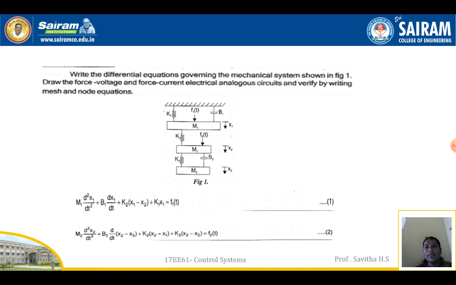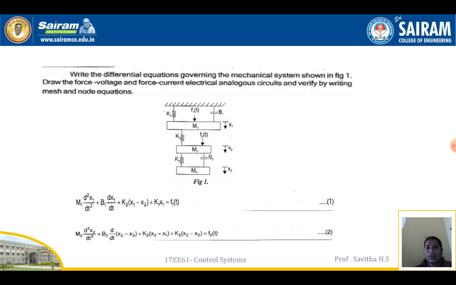Then we will consider the second example: write the differential equation governing the mechanical system shown in the figure. Draw the force-voltage and force-current electrical analogous circuits and verify by writing the nodal equations. In this diagram we can see that three masses are there, m1, m2, m3, and the nodes are x1, x2, x3.